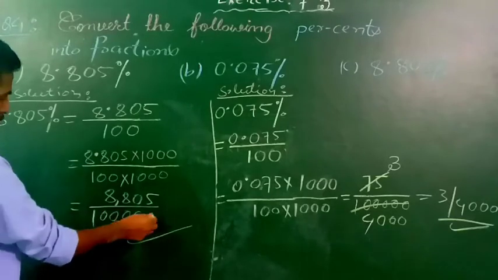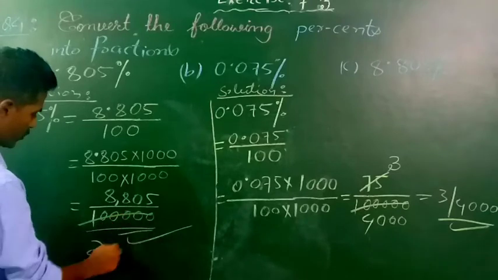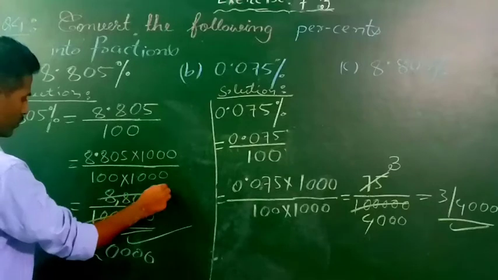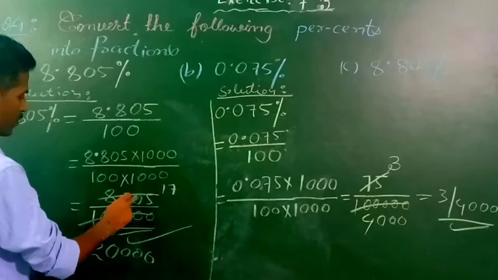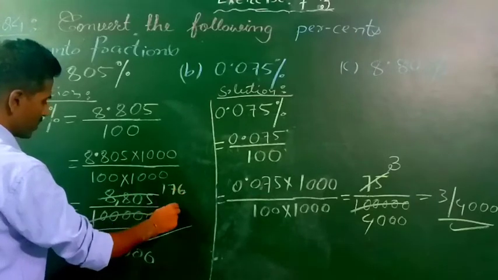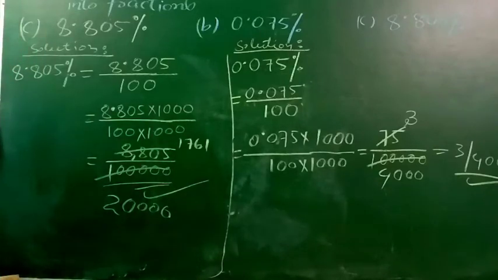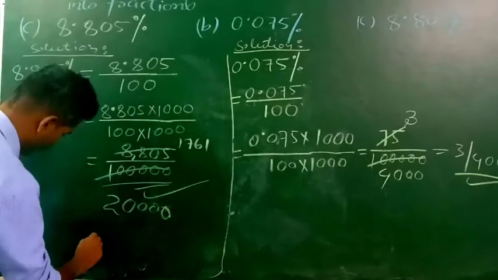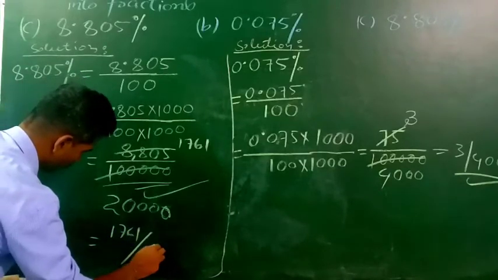Both are divisible by 5, so you can do 5 times 2 is 10, and here 1, 2, 3, 4 0, 1, 2, 3, 4 0. Here 5 times 1 is 5. Remaining 3, 38. 5 times 7 is 35. Remaining 3, 30. 5 times 6 is 30. 5 times 1 is 5. Okay. And this is 20000. So you can write it like this also, 1761 divided by 20,000.